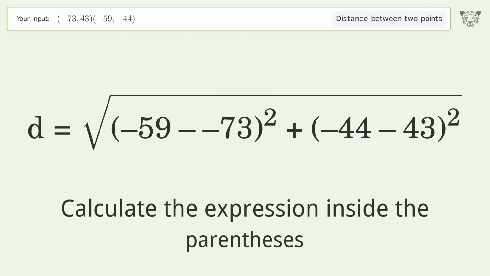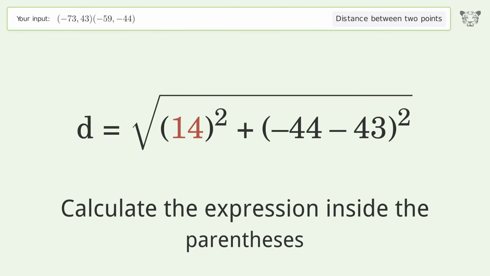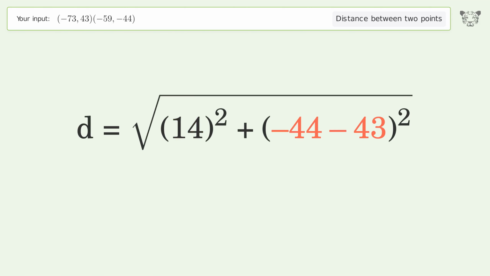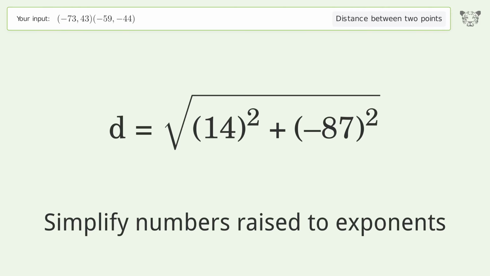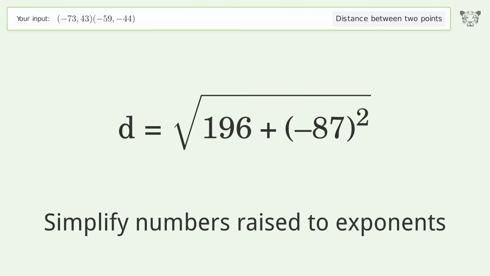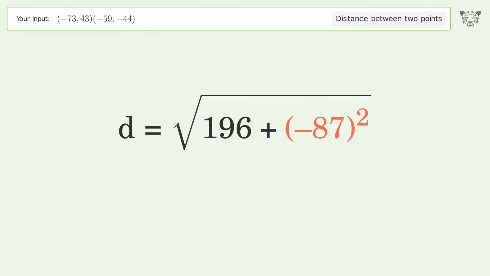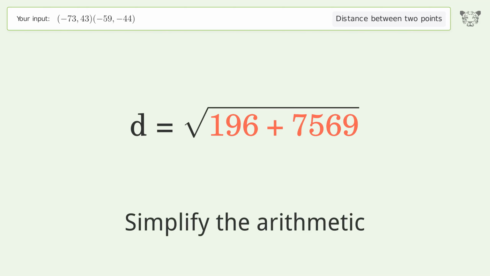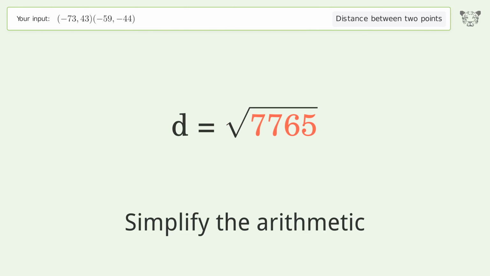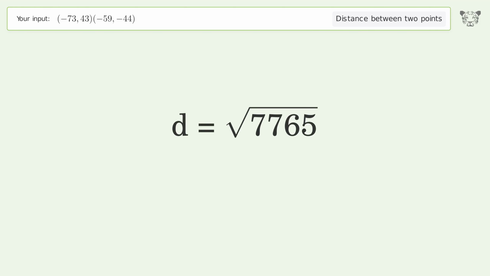Calculate the expression inside the parentheses. Simplify numbers raised to exponents. Simplify the arithmetic. And so the distance between the 2 points is the square root of 7,765, or 88.119.